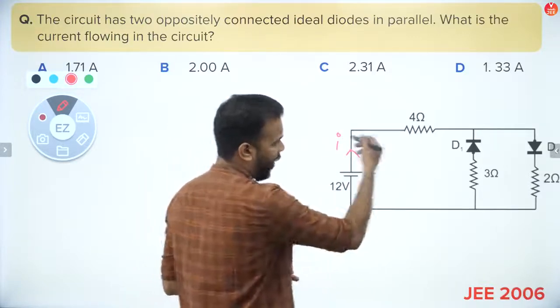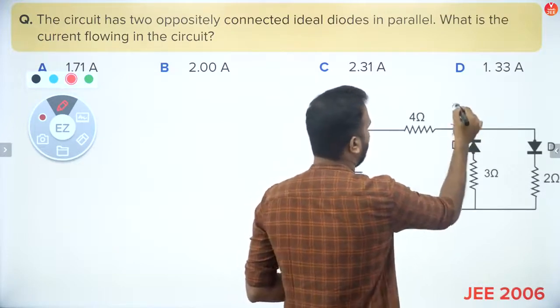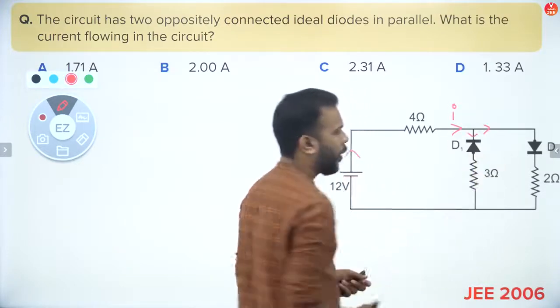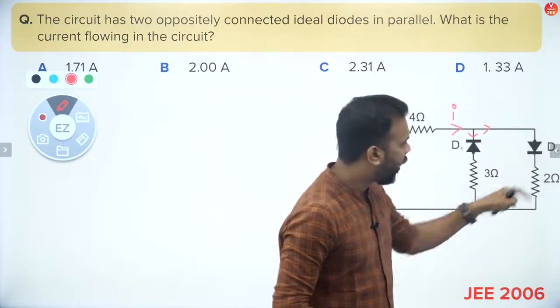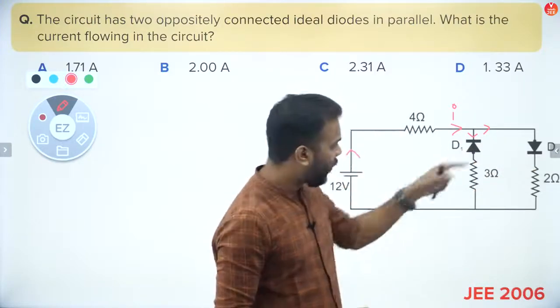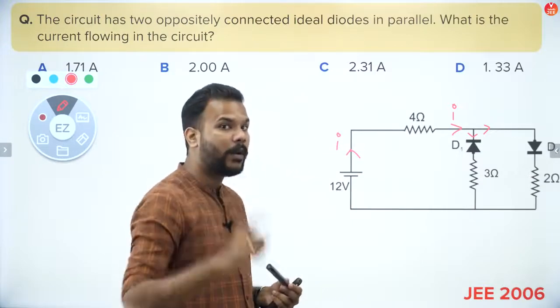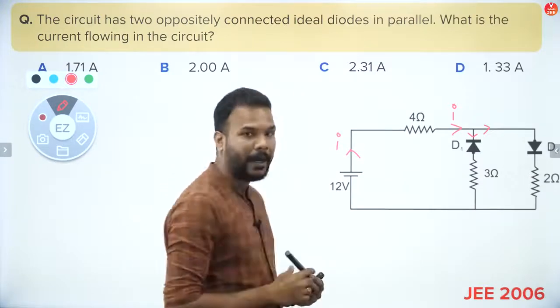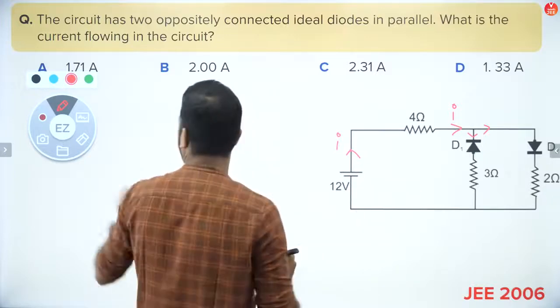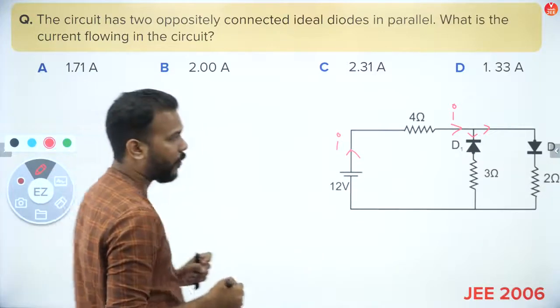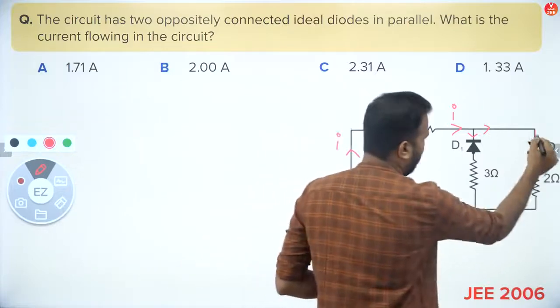So current I starts from here, it reaches here, and now it should ideally branch out. But when the current reaches diode D2, you can find that diode D2 will be forward biased. That means it will let the current pass through it. And because nothing has been mentioned, we'll assume that both of them are ideal diodes, so no resistance will be offered. So it will basically behave like a straight wire.